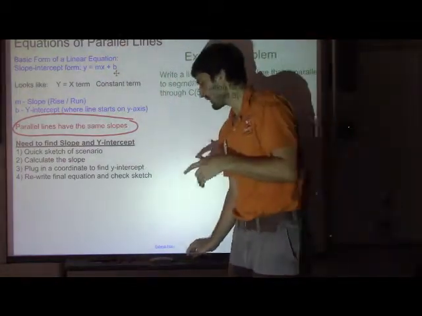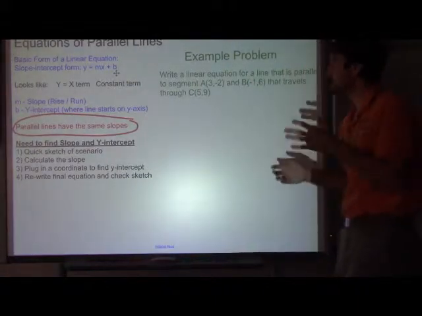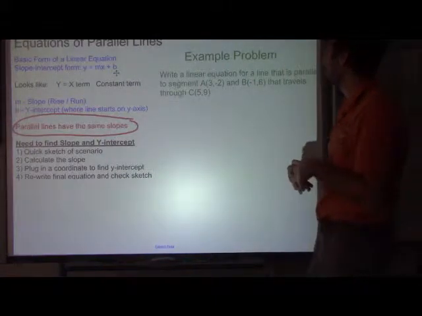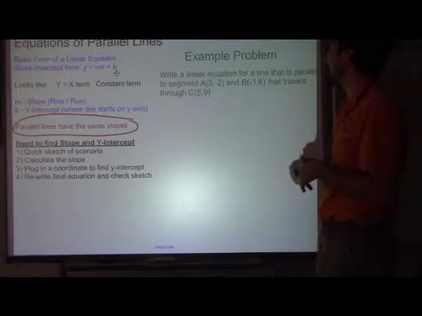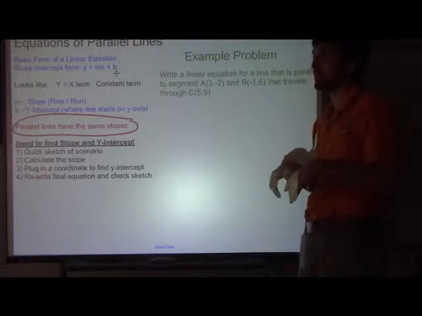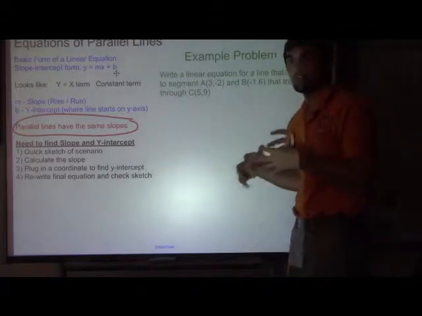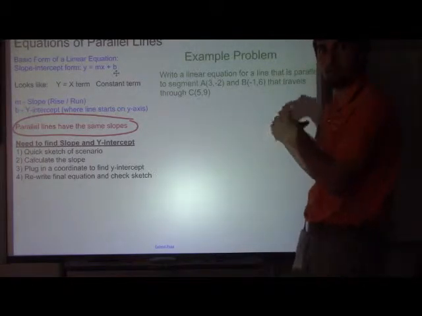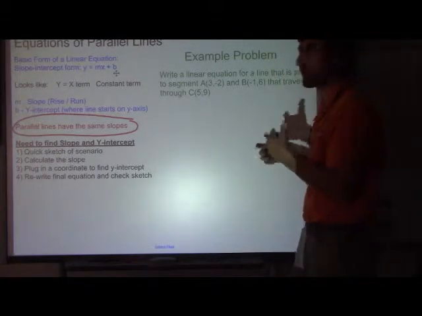All right, so let's go ahead and look at this problem. It says write a linear equation for a line that is parallel to segment A(3, -2), B(-1, 6), that travels through C(5, 9). All right, so what I would recommend doing, whenever you're given coordinates of whatever, always draw a quick sketch of the problem.